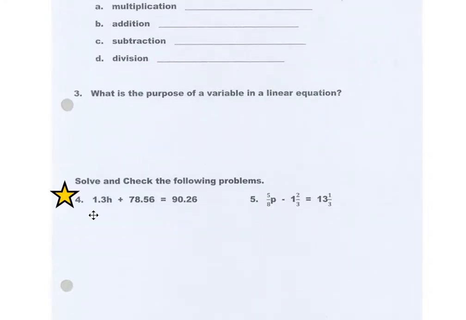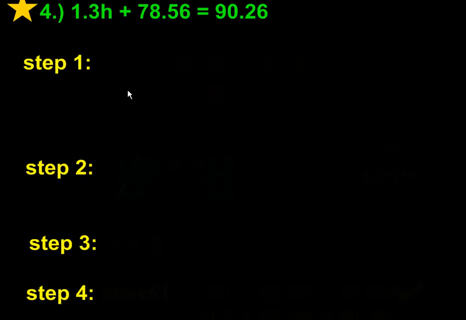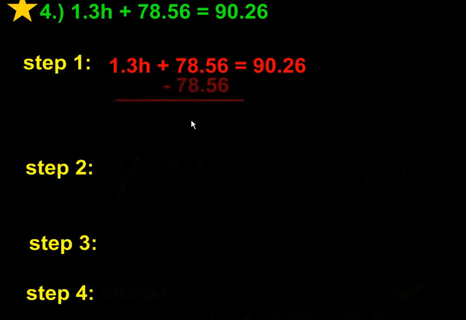Let's take a look at number 4. We're going to solve and check. So we have 1.3h plus 78.5 equals 90.26. We want to start by trying to isolate h. We can begin by getting rid of the 78.56. We subtract it. Whatever we do to this side of the equation, we have to do over here.